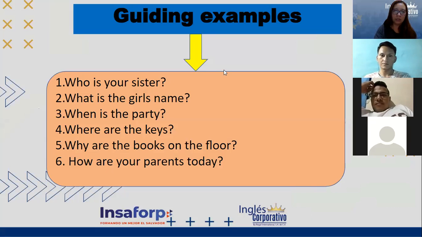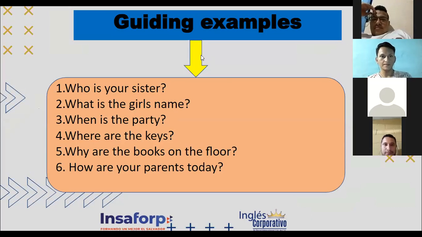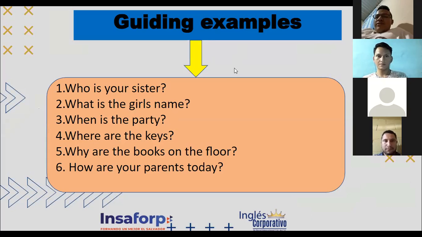Tenemos 6 ejemplos que queremos leer. Vamos a ver volunteers to read the examples. Jason, you're going to read number 1. Edwin, number 2. Hilda Milagro, number 3. Carlos, number 4. Jennifer, number 5. And Vilma, number 6. Veamos. Number 1. Who is your sister? Who is your sister? Correct.